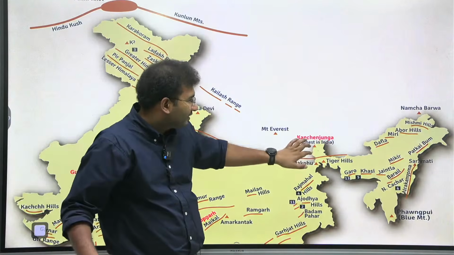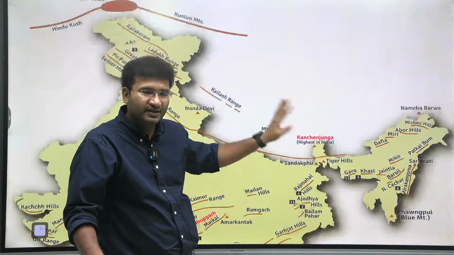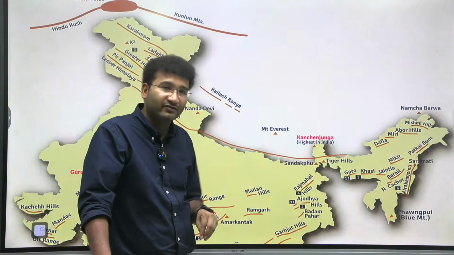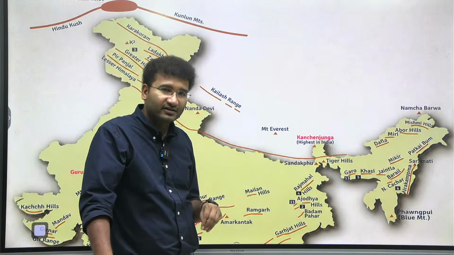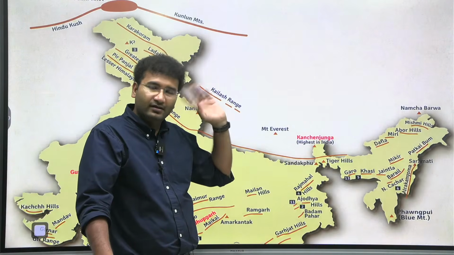So here, Kanchenjunga is the highest peak in India. As on date, Kanchenjunga is the highest peak within the territory of India, right? K2 is the world's second highest, but it is occupied by Pakistan.